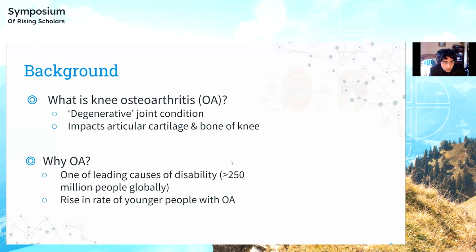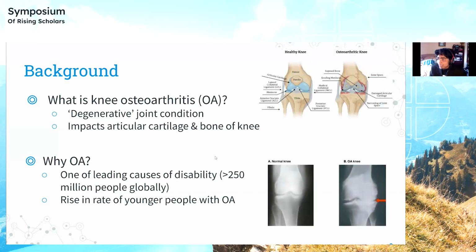So right here, we can see the differences between a healthy and osteoarthritic knee, in both an X-ray and a model that I created. In both cases, we can see the narrowing of joint space that occurs, as well as other erosion of different parts of the knee, including the meniscus, the bone, and other ligaments.